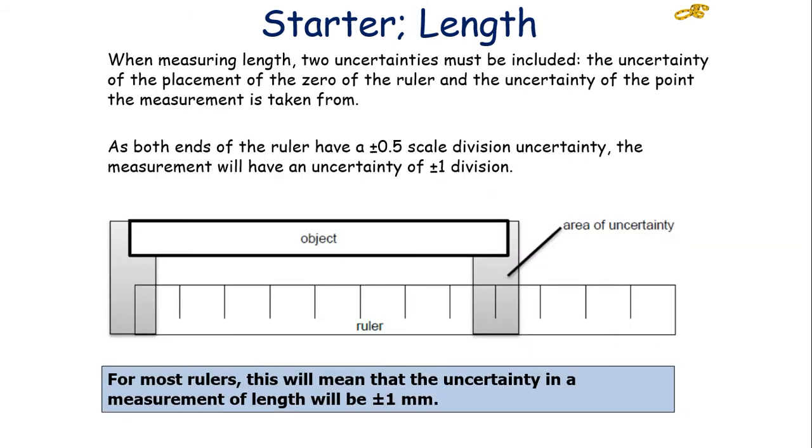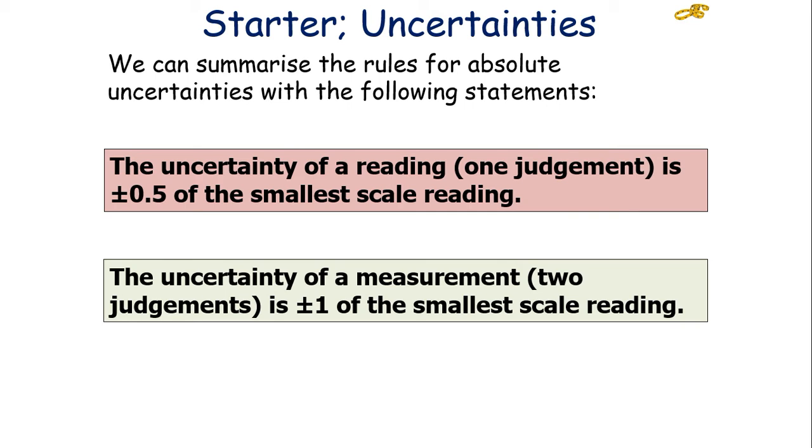So for example, when you use a ruler to measure length, because you're looking at the start of the object and the end of the object, it is a measurement because you're looking at the device twice. So the measurement of a ruler could lead to an uncertainty of plus or minus 1 millimeter. To summarise, the uncertainty of a reading, which is when you make one judgment from a measuring device, is half of the smallest scale reading.